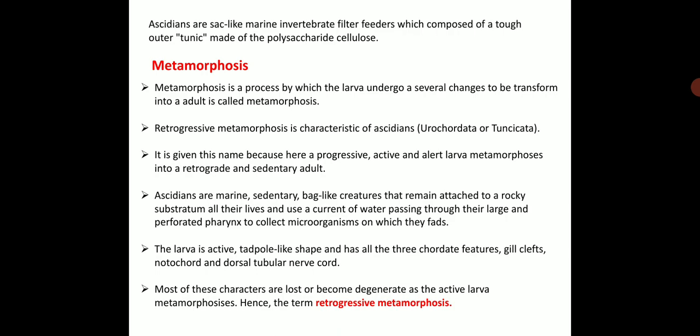The larva is active, tadpole-like in shape and has three chordate features, that is gill slits, notochord and dorsal tubular nerve cord. Most of these characters are lost or degenerate as the active larva undergoes metamorphosis. Hence the term retrogressive metamorphosis.